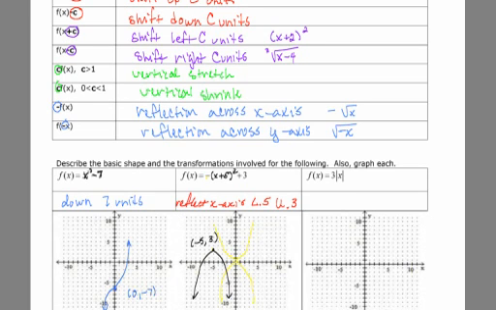Let's look at the next one and recall what we know about transformations. Absolute value, we know that basic shape is a V shape. The 3 in front gets into my stretches and shrinks. So what category does 3 fall into? Is it going to stretch it or is it going to shrink it? Well, 3 is a number bigger than 1, so this tells me it's going to stretch.